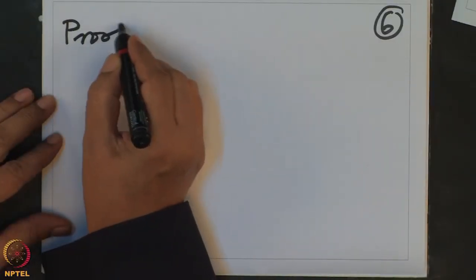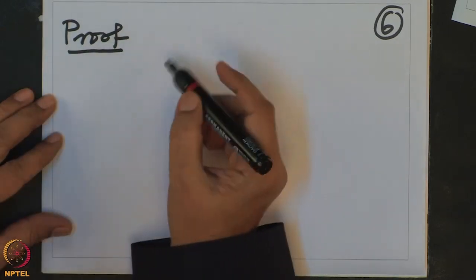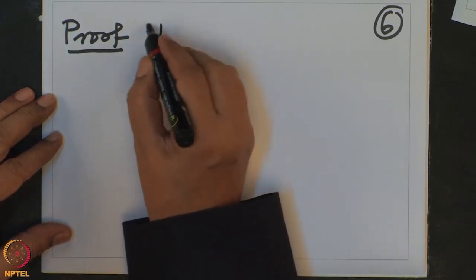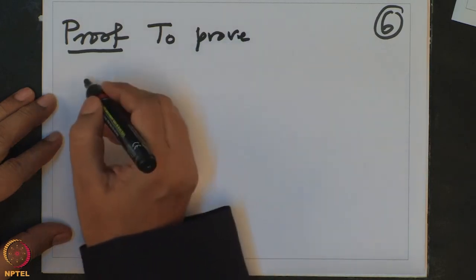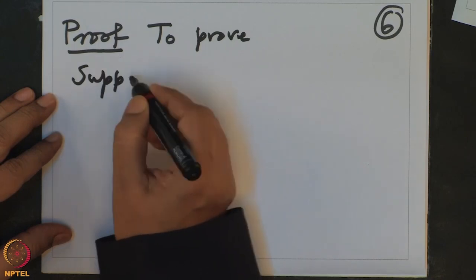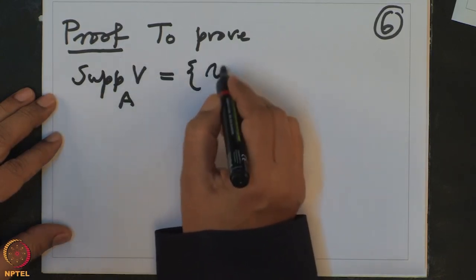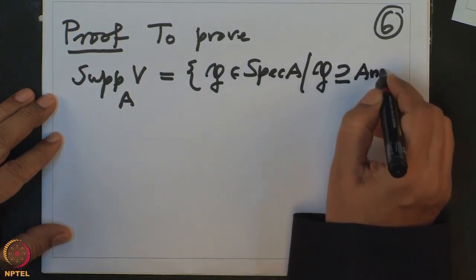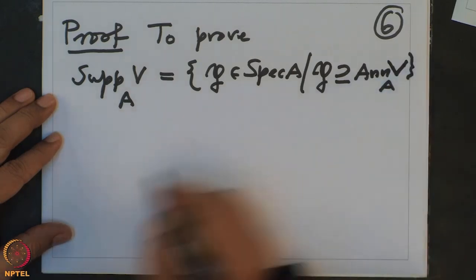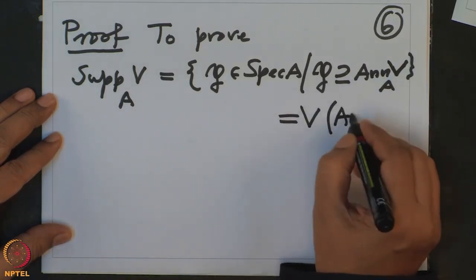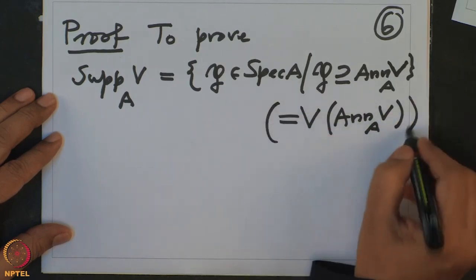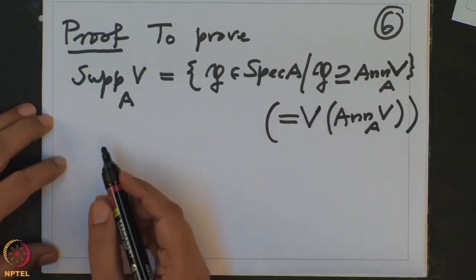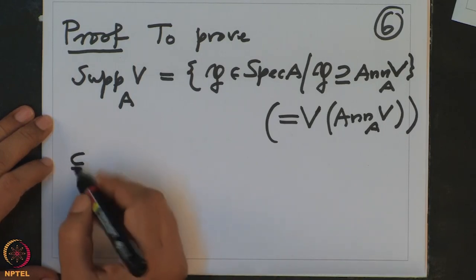All right. So what is it we want to prove? Let us explicitly write it down. Proof. We want to prove that the support of V is precisely all those prime ideals P in A such that P contains the annihilator of V. This is what we need to prove, because this is precisely V of the annihilator of V. This is what we have stated, right? So I will prove this inclusion first.